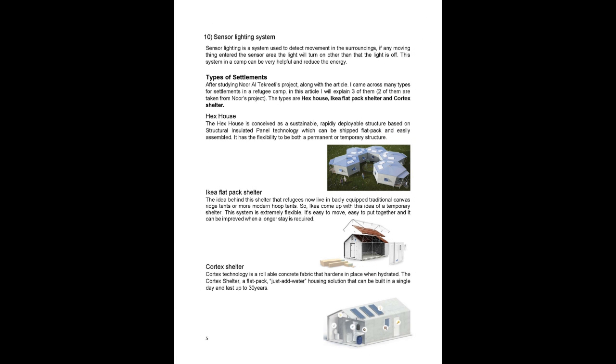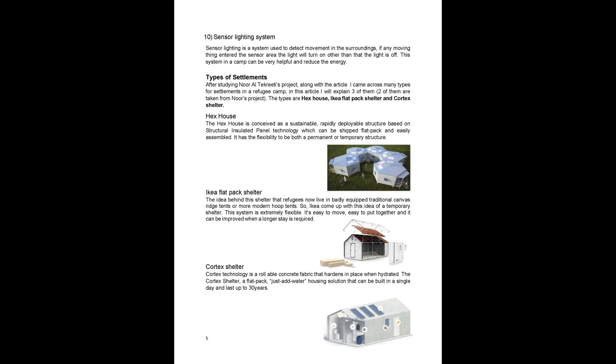Sensor lighting system is a system used to detect movement in the surroundings. It can turn the lighting on or off. This system could be very helpful in streets or social areas and could really reduce the energy of the camp. The next section is the type of settlement. There are 3 types of settlement that could be used. Of course, there are many types, but those are the ones that I chose.